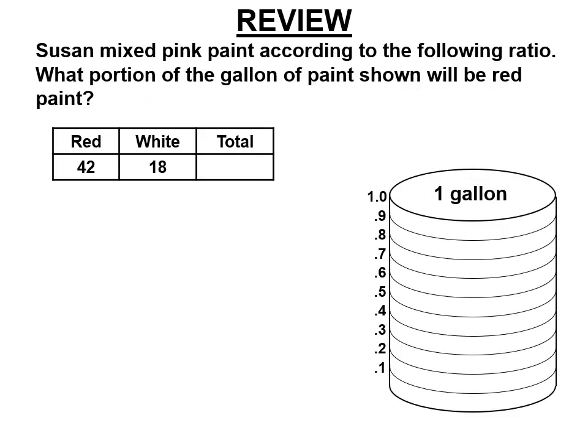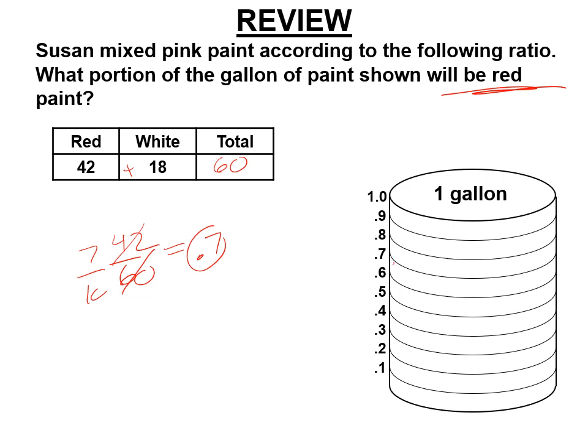We're mixing pink paint again, I think. So what portion will be red? It's 42 out of 60 if you add those up. So it's 42 out of 60, and we've got to make that a decimal. So we've got to get this over 10, 100, or 1,000. Those are both divisible by 6, so we get 7/10. Oh, 7/10, I don't even need to do any more.